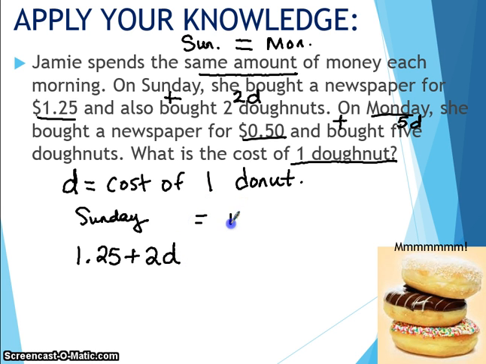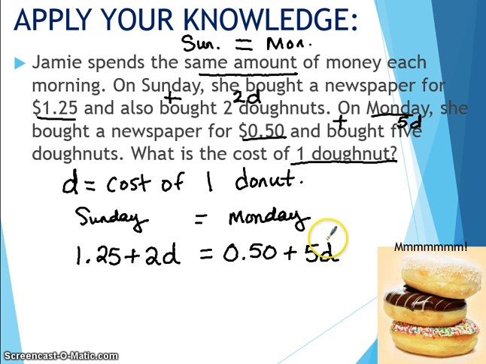Now remember, Sunday is equal to Monday, and we can also write an expression for the amount of money she spent on Monday. Well, on Monday, she bought a newspaper for 50 cents, sorry, 0.50, and bought, which means add, 5 donuts, so 5 times the cost of a donut. Now, if you look at our equation, we have like terms on opposite sides. We're going to have to eliminate one of them. I'm going to subtract 2D from each side.